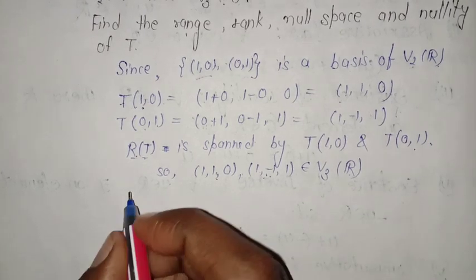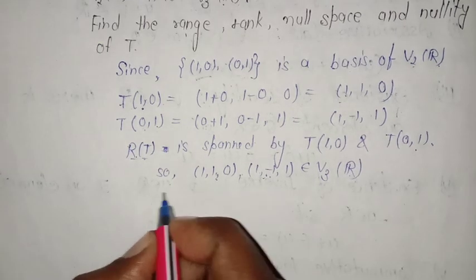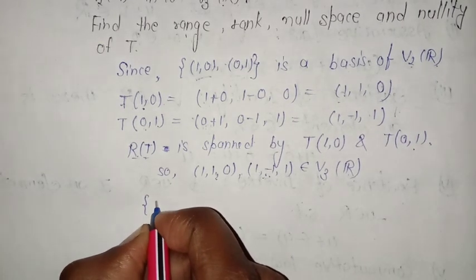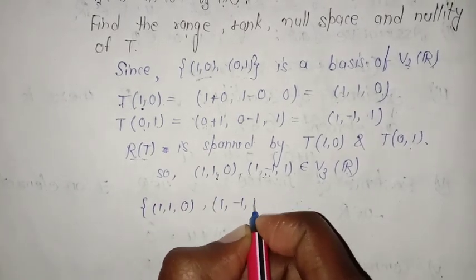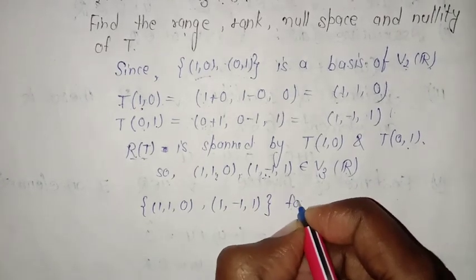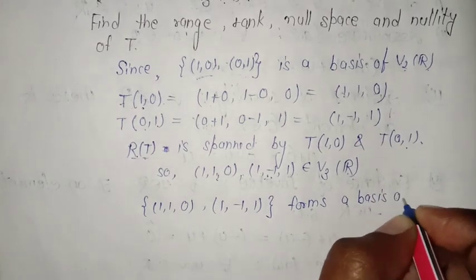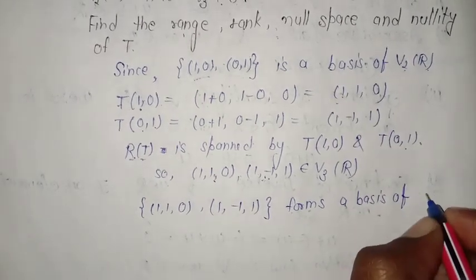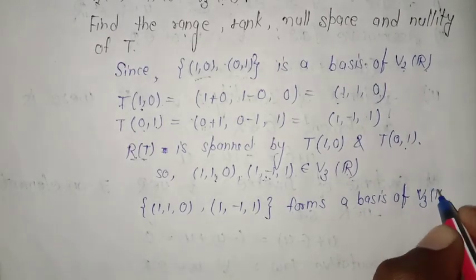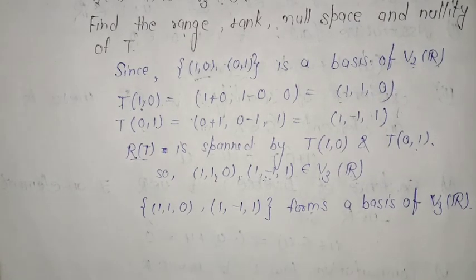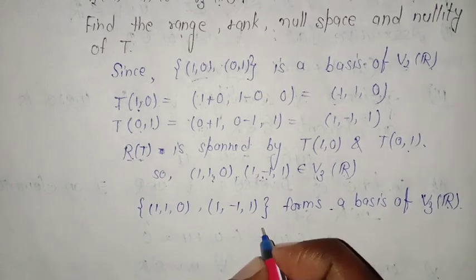Now, I am going to write it directly that this set of vectors, that is (1, 1, 0) and (1, -1, 1), forms a basis of V3 over R. Moreover, I can say this forms a basis of V3 over R as well as range of T.